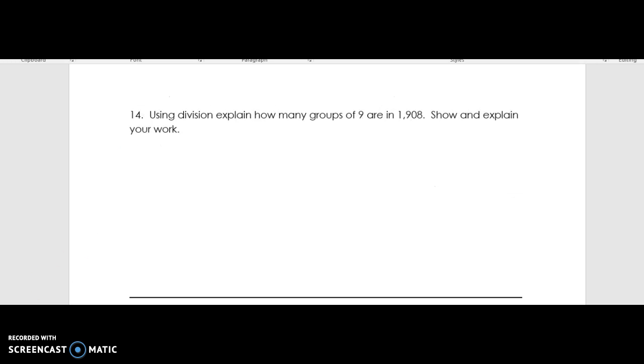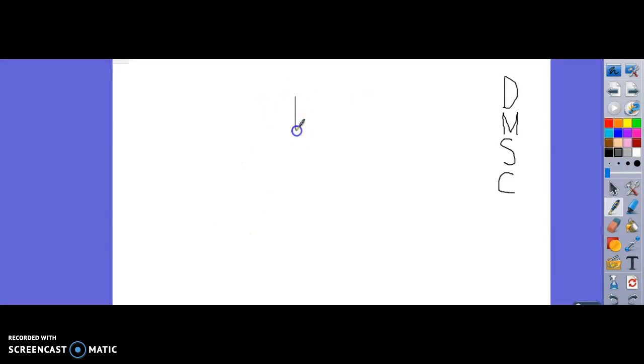Using division, explain how many groups of 9 are in 1,908. So which number is going to be your dividend? 1,908. And what's your divisor? 9. 1,908 divided by 9.